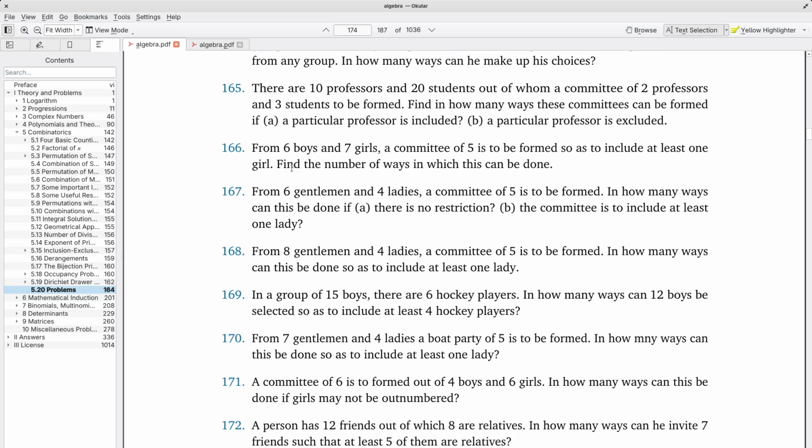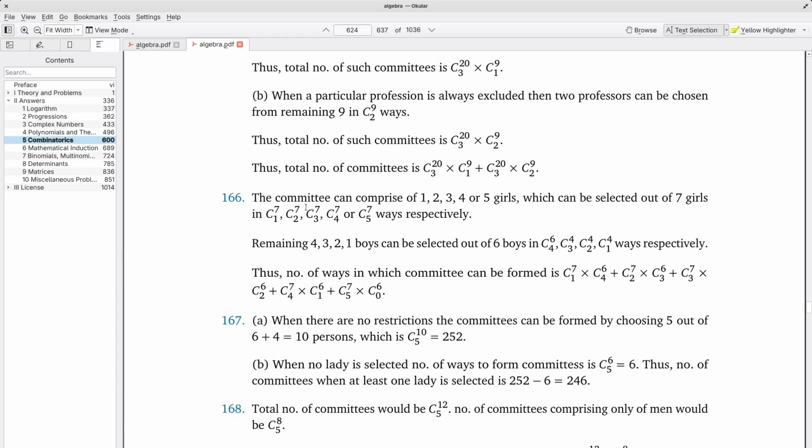Question 166 says that from 6 boys and 7 girls, a committee of 5 is to be formed so as to include at least one girl. Find the number of ways in which this can be done. So the committee can comprise 1, 2, 3, 4 or 5 girls, which can be selected out of 7 girls in 7C1, 7C2, 7C3, 7C4 and 7C5 ways.